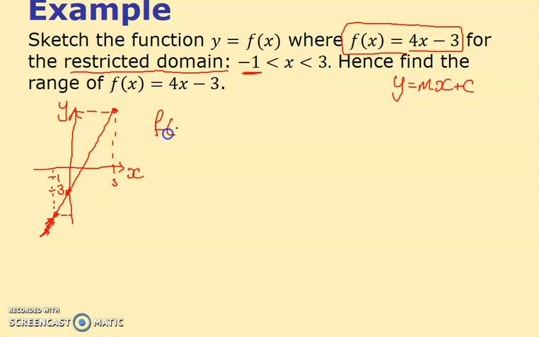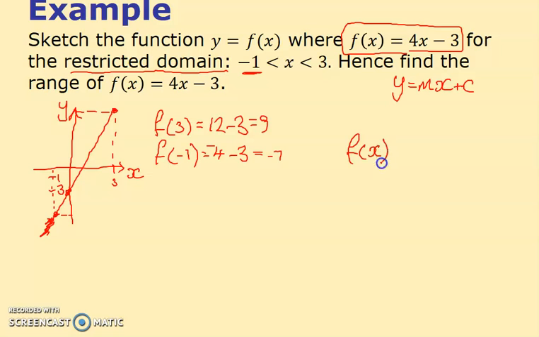So if I calculate these, when f of 3, 3 goes in, I get 4 3s are 12, minus 3 is 9. And f of minus 1, exactly the same idea. I do 4 lots of minus 1, which is minus 4. Minus 3 is minus 7. So the range, and I'm going to write f of x because they have in the question, is between minus 7 and positive 9.